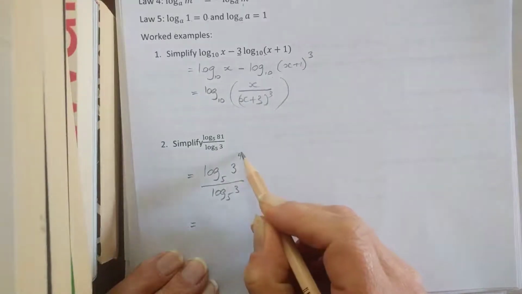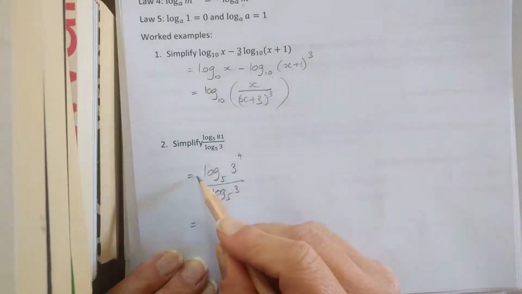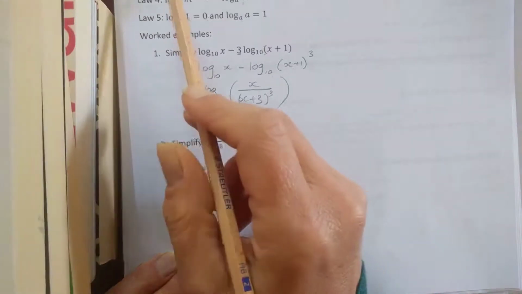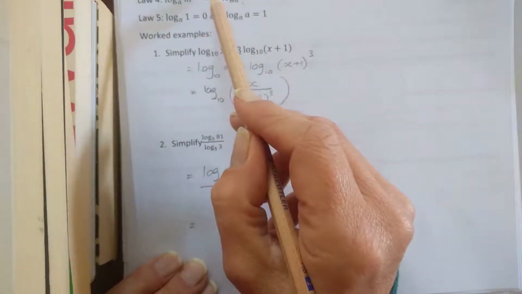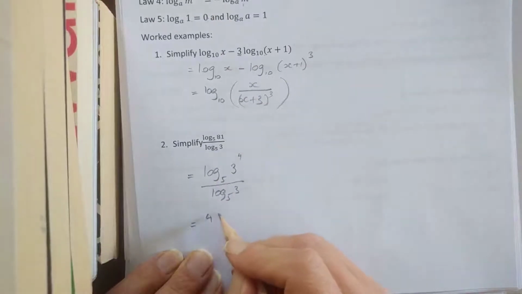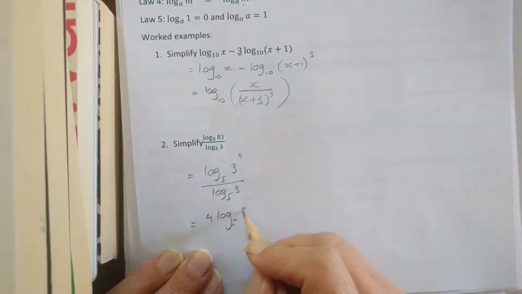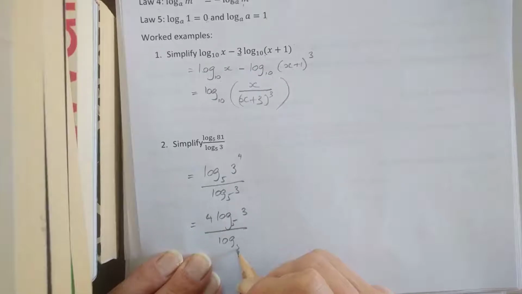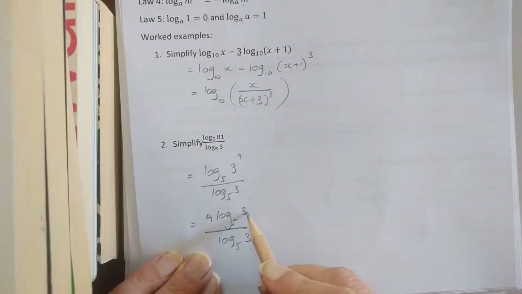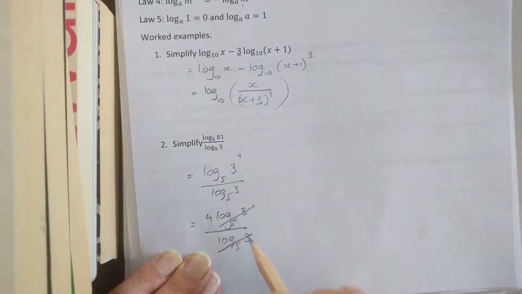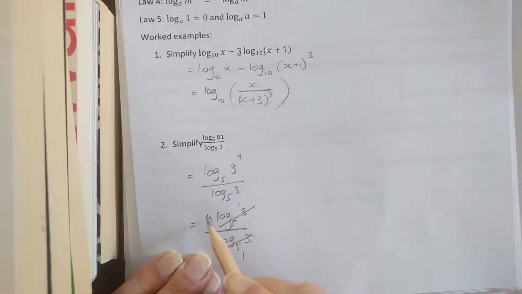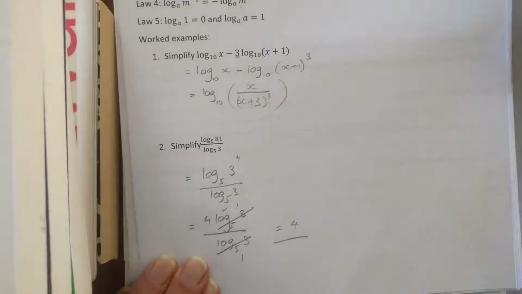And in my next line, this power of 4 is going to come down and be the constant using my third log law. The power comes out the front as a constant. So I get 4 log base 5 of 3 over log base 5 of 3. Now log base 5 of 3 is a number. I don't know what it is. And log base 5 of 3 on the bottom is the same number. So I can cancel those out and I get 1 over 1. So 4 times 1 over 1 just gives me 4. And that's me done for that one.